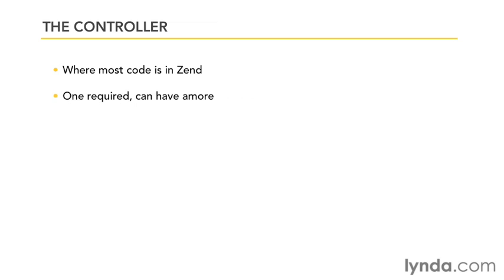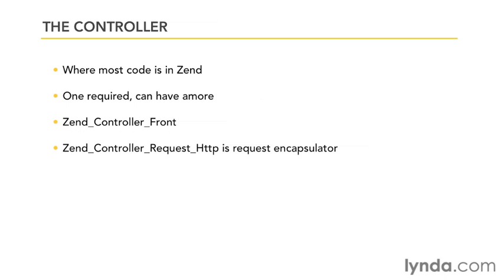The crux of the work you're going to be doing in the Zend framework is in the controller. It's required that you have one controller, but if you want, you can have more. The Zend controller front class is what you're going to extend inside of your Zend controller, and it's really the foundation of all the controllers. The request is going to be encapsulated in this special class called Zend controller request HTTP, and you can use that to access form and URL variables.